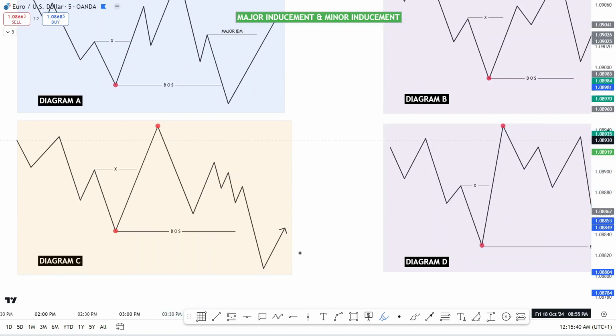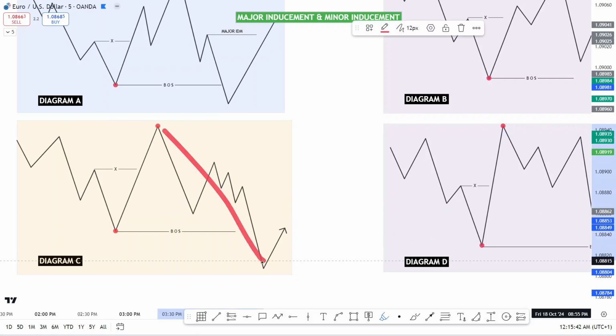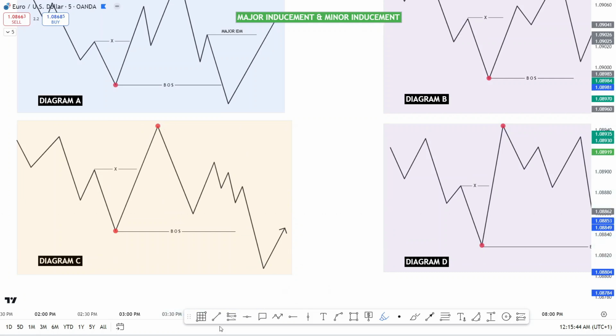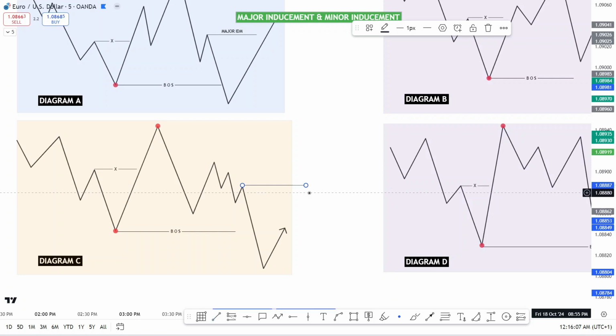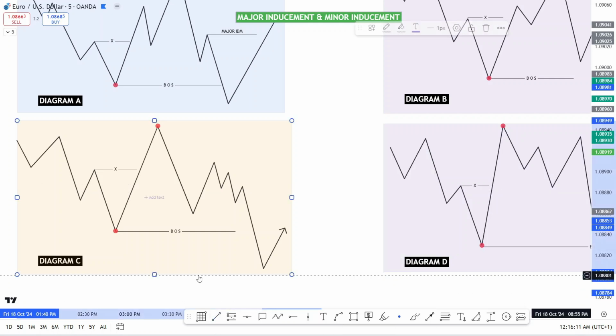So in this leg move to the downside like this, where is our major and minor inducement? I'm giving you 2 seconds. 1, 2. This is our major inducement. Wrong. Okay, this is our major inducement. Wrong, right? So this is where most of you are getting it wrong.